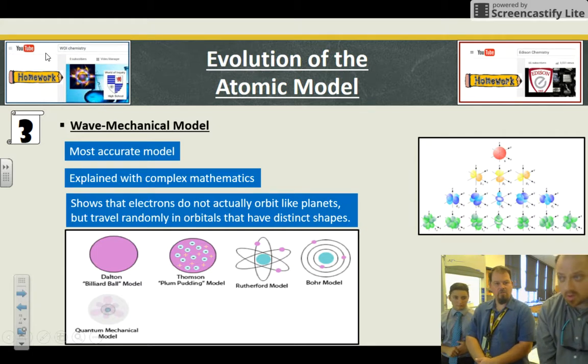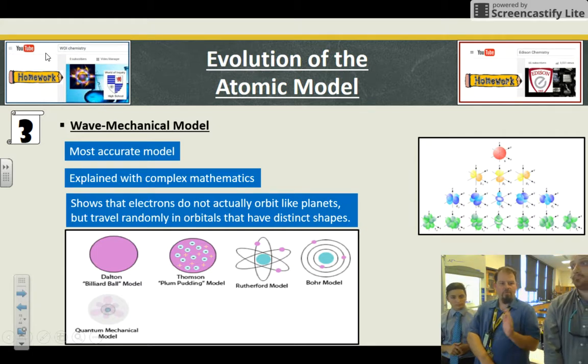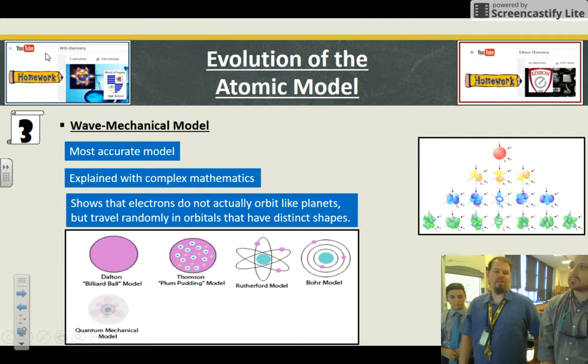So there is a quick picture of the evolution. We went from Dalton to Thomson to Rutherford. And then Bohr thought they stayed right in those energy levels. And then we proved with calculus that those energy levels have more of a three-dimensional shape to them than they do a ring.